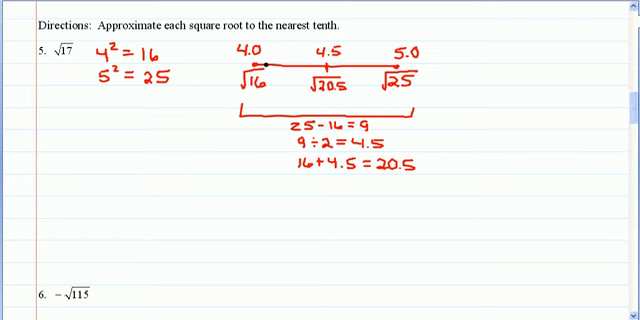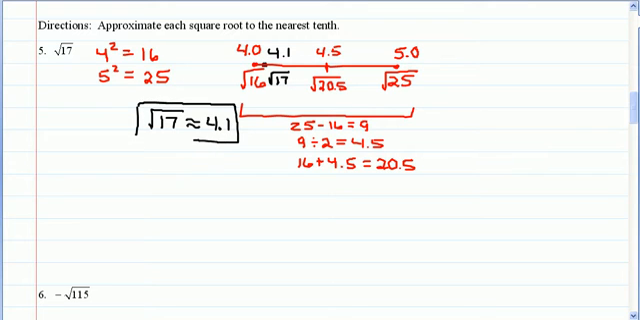So what I do is I look at my number line and I figure out where I think the square root of 17 goes. I place it on my number line where I think it would be, and I think it would be very close to the square root of 16. So without a calculator, I would estimate this to be 4.1. So I'm going to say that the square root of 17 is approximately 4.1.